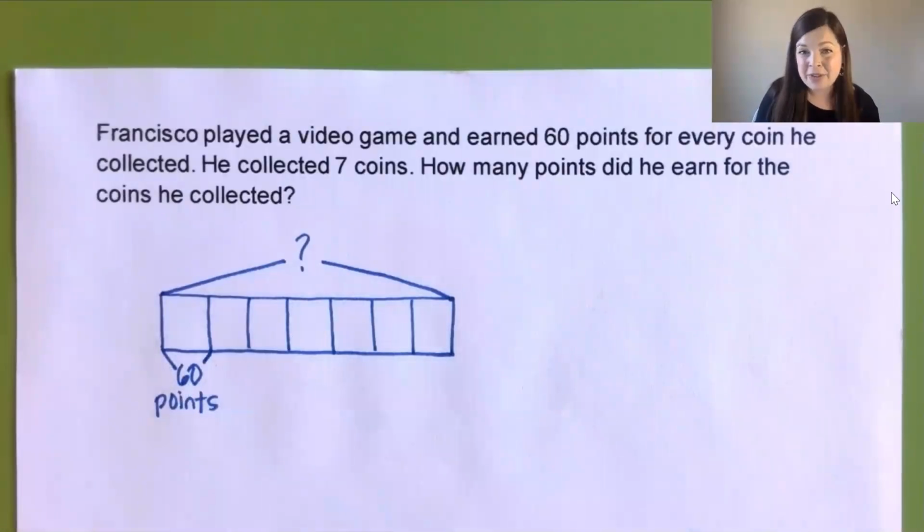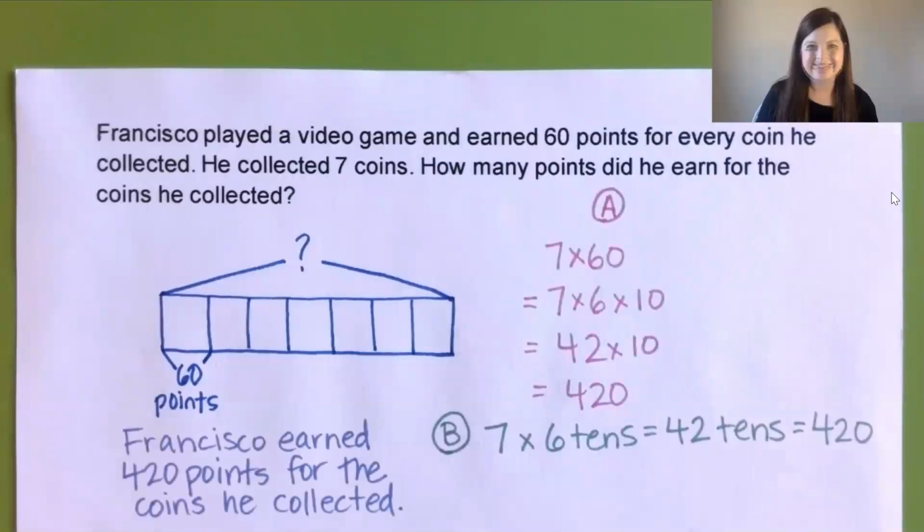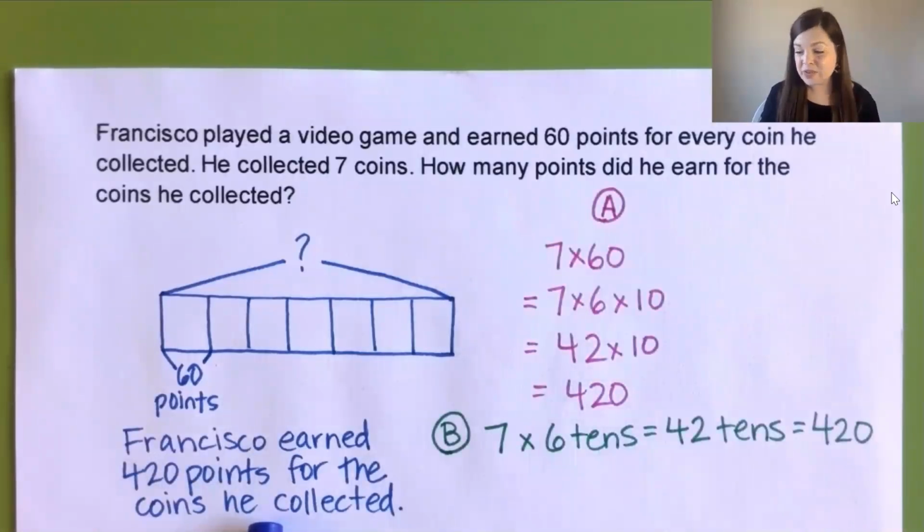So pause the video here and solve the problem using whatever strategy you'd like, and make sure to write an answer statement to answer the question. Then come back and we'll compare our solution pathways. Welcome back. Did you find that Francisco earned 420 points for the coins he collected? On the screen, you can see 2 different ways that you may have thought about the problem. Does one of them match how you thought about it?